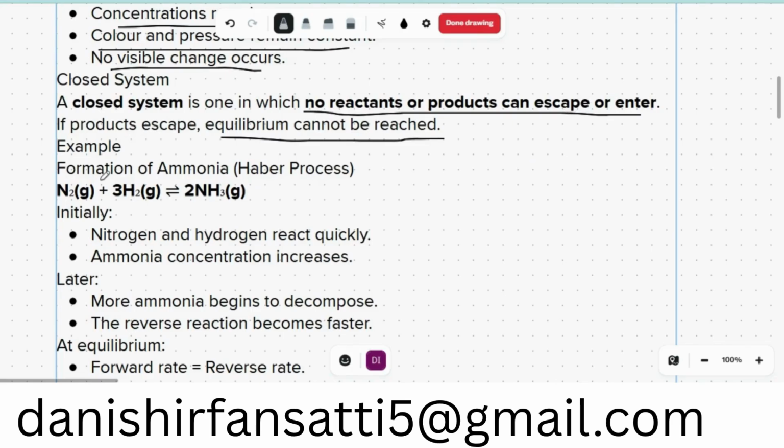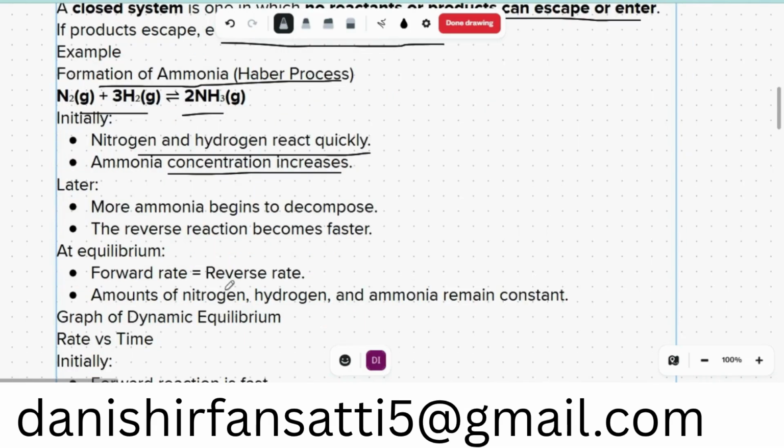Formation of ammonia is called the Haber process. So what happens? N2 plus 3 H2 gives us 2 moles of ammonia. Nitrogen and hydrogen react quickly. Ammonia concentration increases. Later, ammonia begins to decompose, and the reverse reaction becomes faster. At equilibrium, the forward rate is equal to the reverse rate. The amounts of nitrogen, hydrogen, and ammonia remain constant.